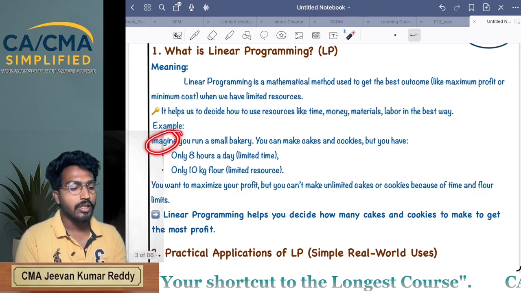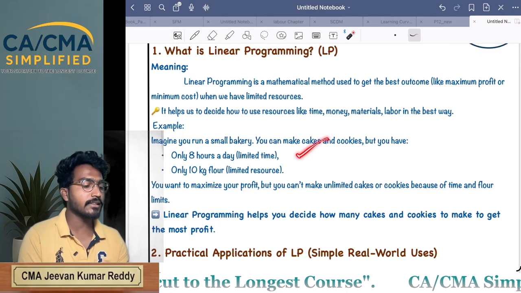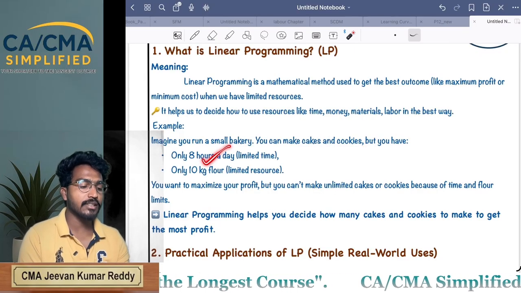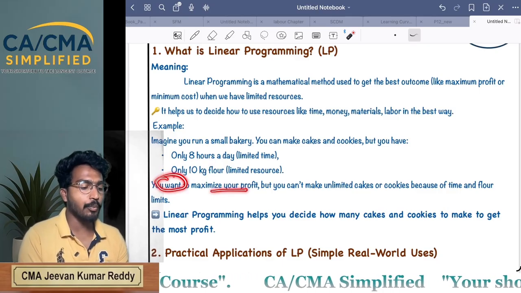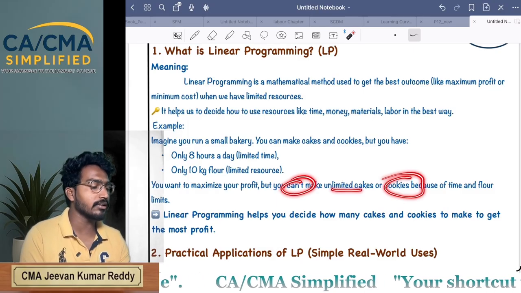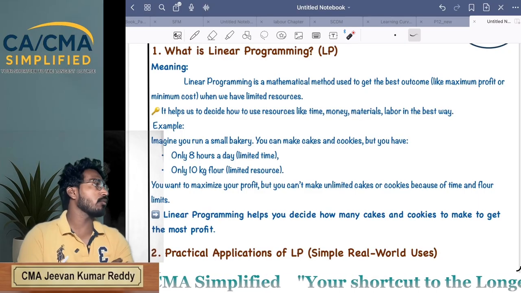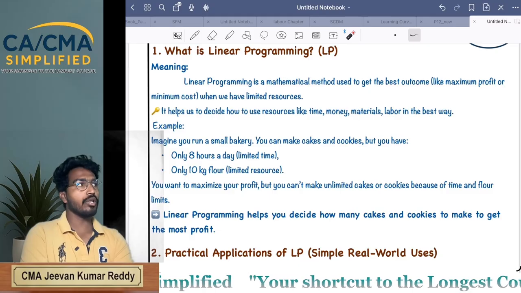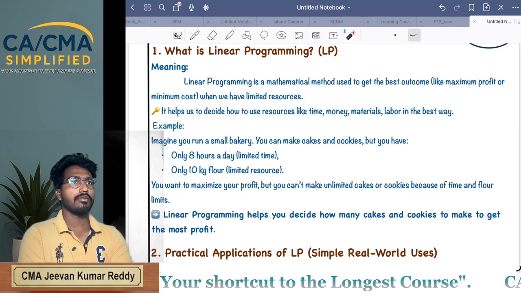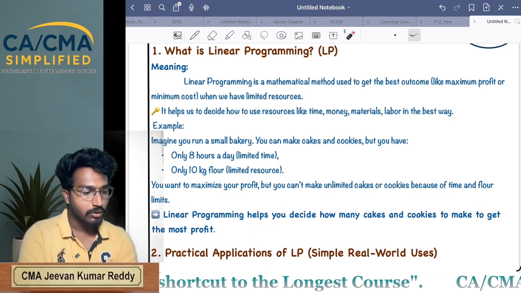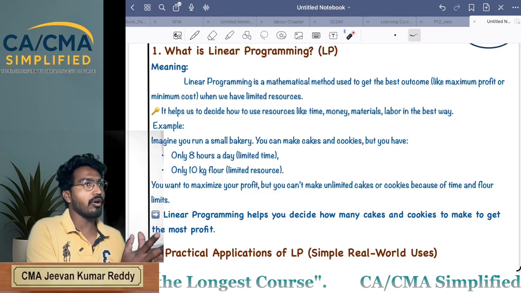Example: imagine you run a small bakery. You can make cakes and cookies, but you have only 8 hours a day and 10 kgs of flour. Now you want to maximize your profit, but you can't make unlimited cakes and cookies because of time and flour. Let's assume I am the bakery owner. I want to bake both cookies and cakes. Now I have how much time? 8 hours and 10 kgs of flour. So within these limited resources, I want to maximize my profit.